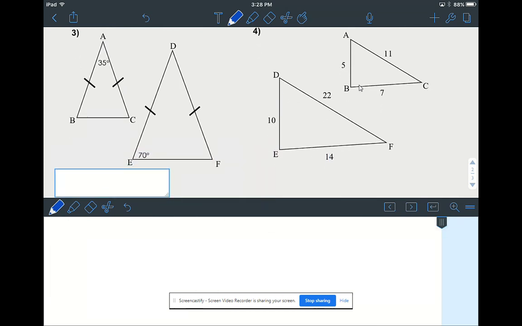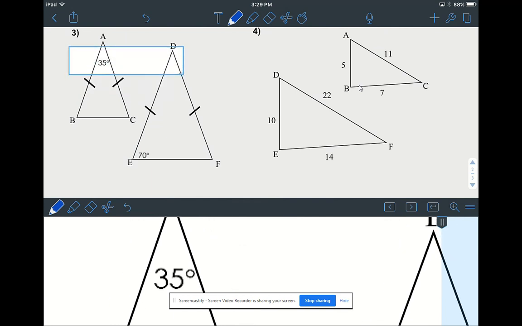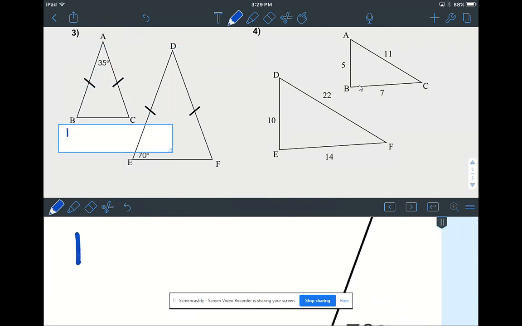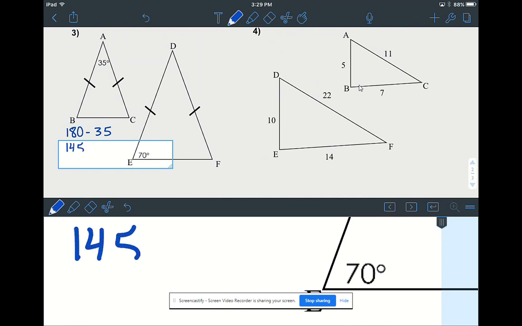So number 3, we know it's an isosceles triangle, but once again, we don't have any sides given to us with numbers on them, so we cannot prove proportionality between the two triangles. So I'm going to try and prove angle-angle again, because that's the only thing given to us. Knowing that it's an isosceles triangle here, and my vertex angle up here is a 35, what I can do is take 180 and subtract 35 degrees. So whenever I do that, I get 145.